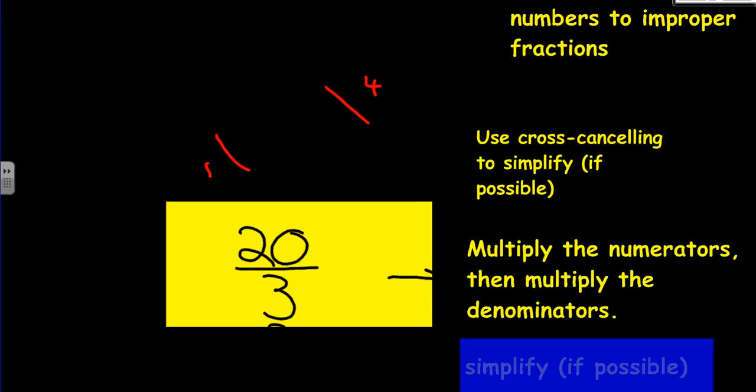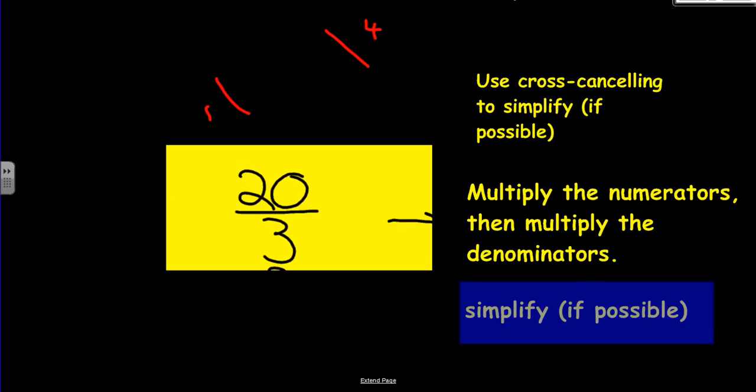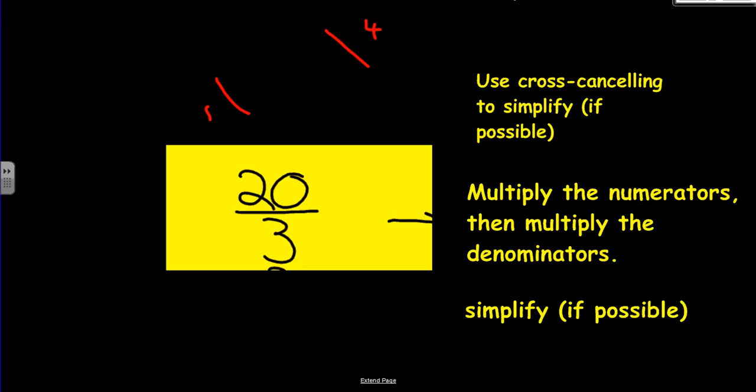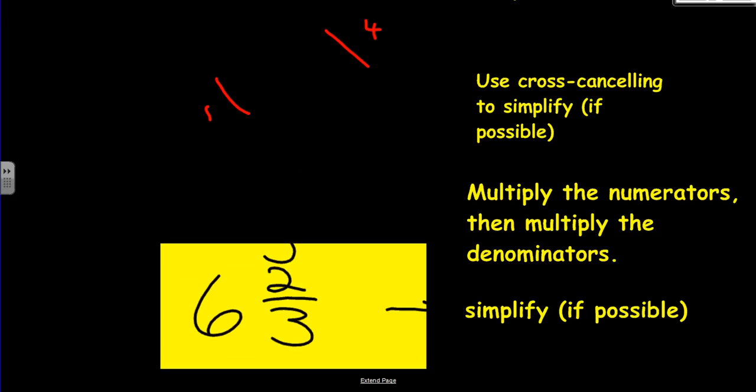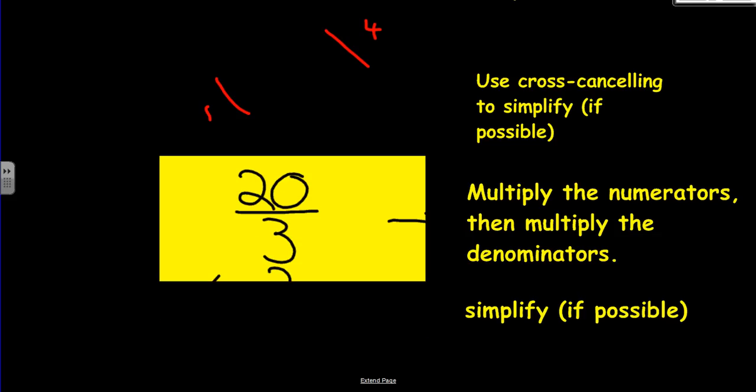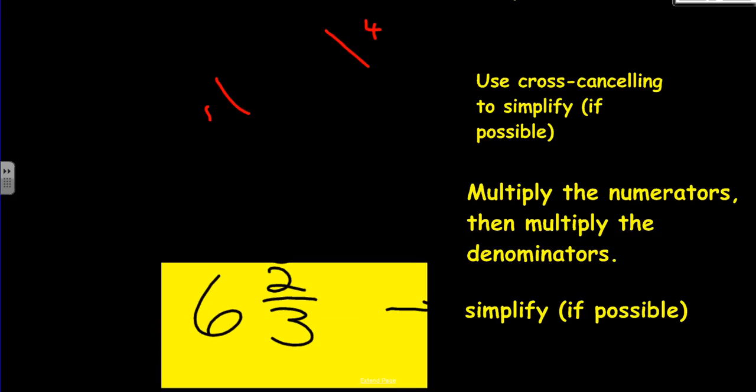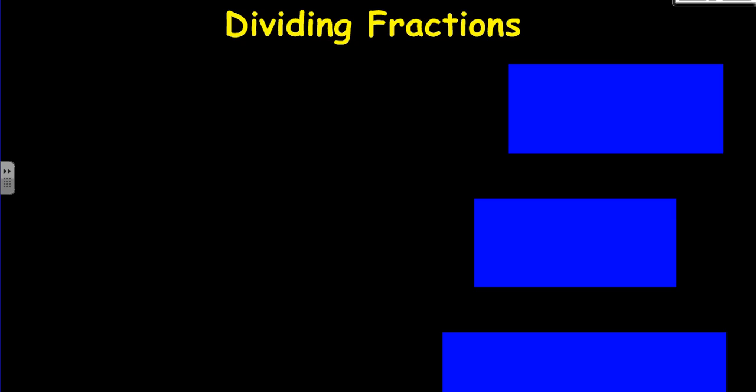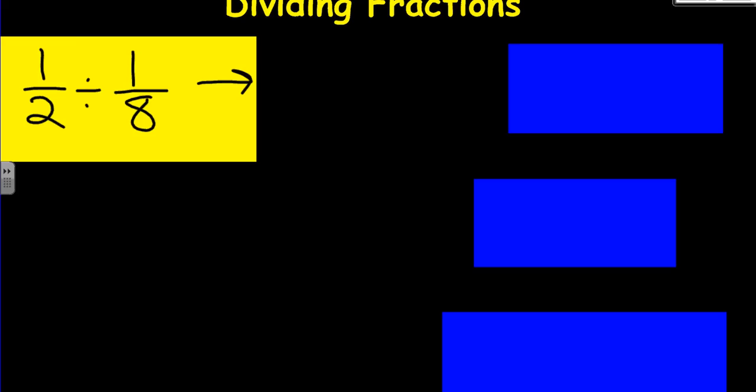Finally, our last step is to simplify if possible, and in this one we want to change that into a mixed number. It was an improper fraction, now it's a mixed number. Your answer is 6 2/3. The next thing I want to do is examine dividing fractions. So if we bring this up to the top, we can look at a problem of 1/2 divided by 1/8.